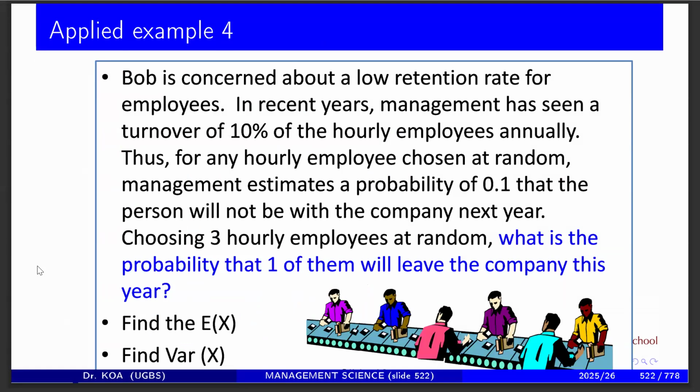Bob is concerned about the low retention rate for employees. In recent years, management has seen a turnover of 10% of the hourly employees annually. Therefore, for any hourly employee chosen at random, management estimates a probability of 10% that the person will not be with the company next year. Choosing 3 hourly employees at random, what is the probability that one of them will leave the company this year? Find the mean, the standard deviation and the variance. Is this binomial or Poisson?